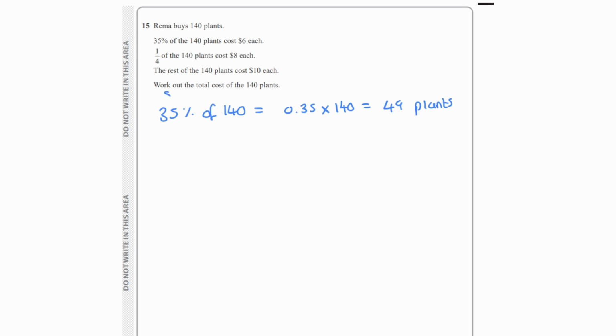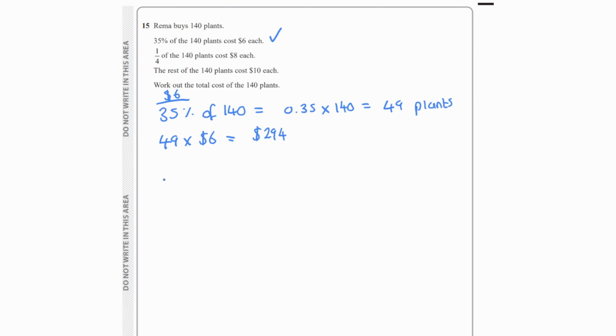And we could say that we're looking at the $6 plants here first. There are 49 of them, so we want to take 49 and multiply it by the $6. That comes out at $294 for those. So that's these ones done.